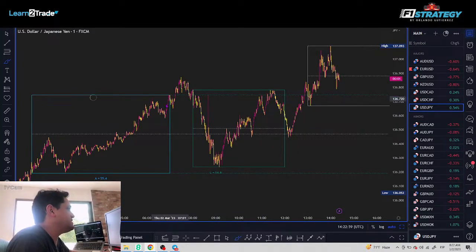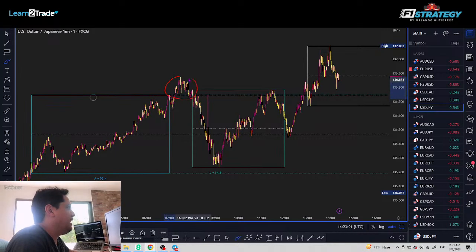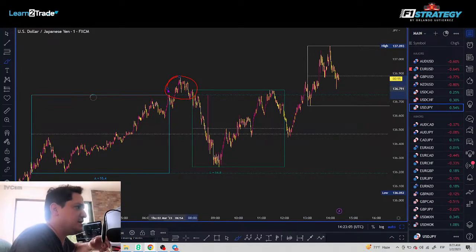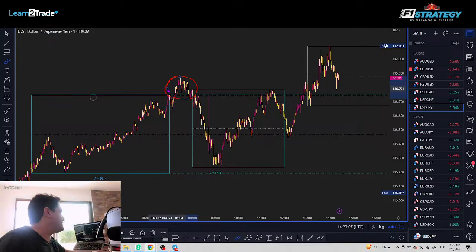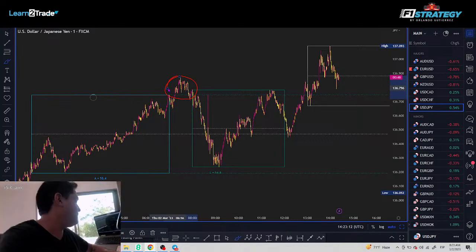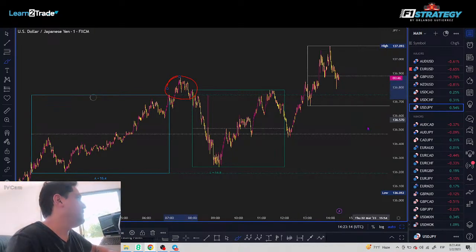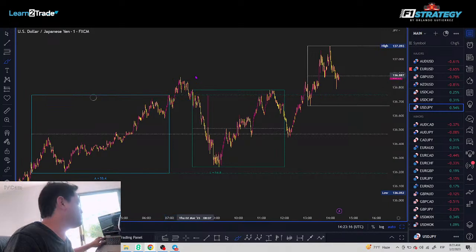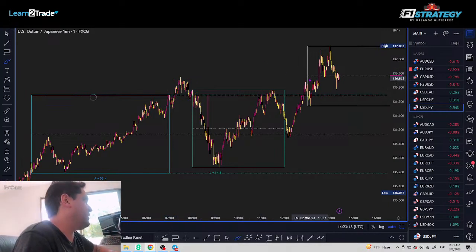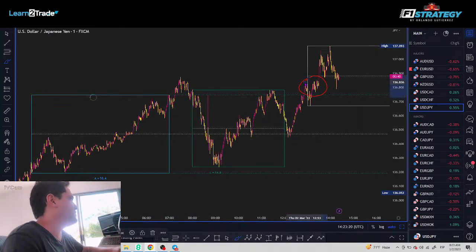If you look at this, this is exactly what a fakie looks like. I don't know if you guys can actually hear me. This is what a fakie looks like. Hold on, let me move my camera. I think here. This is what a fakie looks like, and this is what a clear break of the structure looks like.